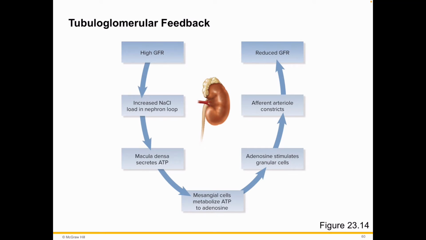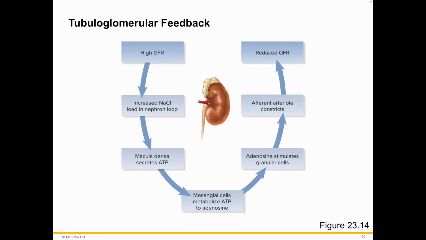Tubuloglomerular feedback. So this is the flow chart. Here's what we're doing. If we have high glomerular filtration rate up here at the top, we're going to have increased salt load in the nephron loop. What's going to happen is the macula densa is going to take that information. It's going to say, I got increased salt in here. And it's going to secrete ATP, adenosine triphosphate, which, you remember, is the energy currency of the cell. This is the cash money that we can pay enzymes to do work.